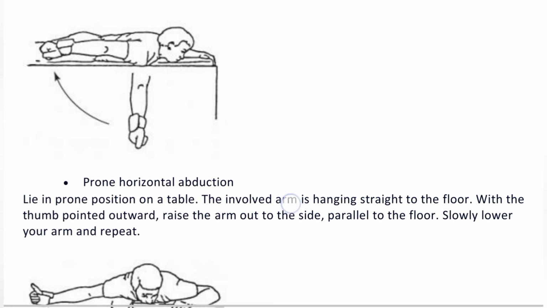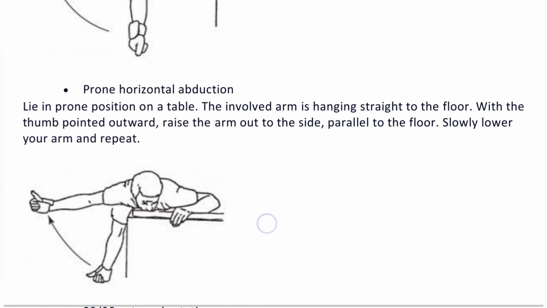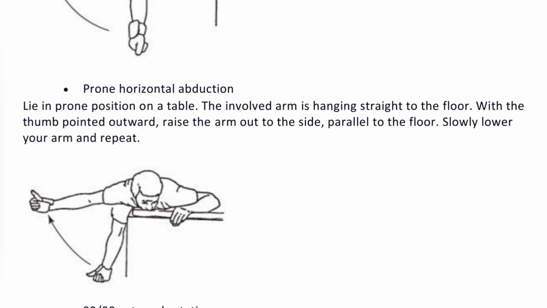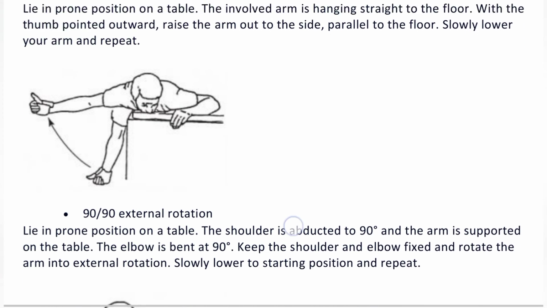This is helpful in rotator cuff lesion. Lie prone on a table, and the involved arm is hanging straight to the floor with thumb pointed outward. Raise the arm out to the side and parallel to the floor. Slowly lower your arm and repeat.